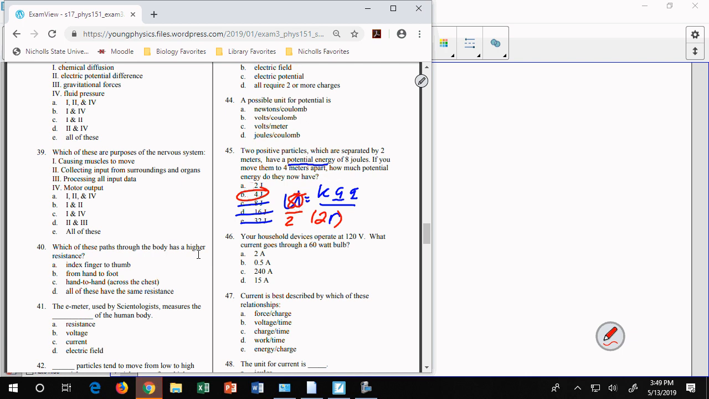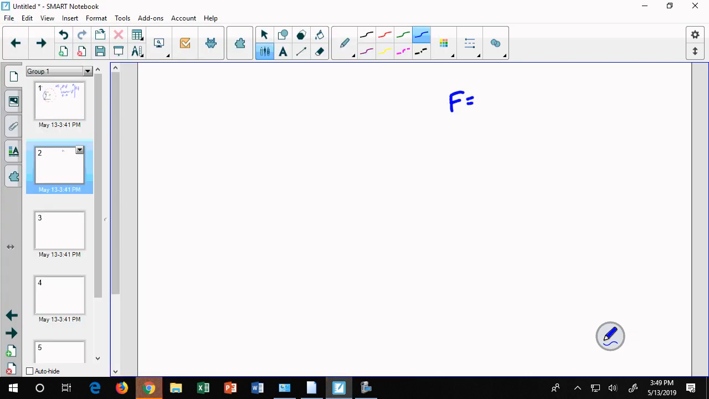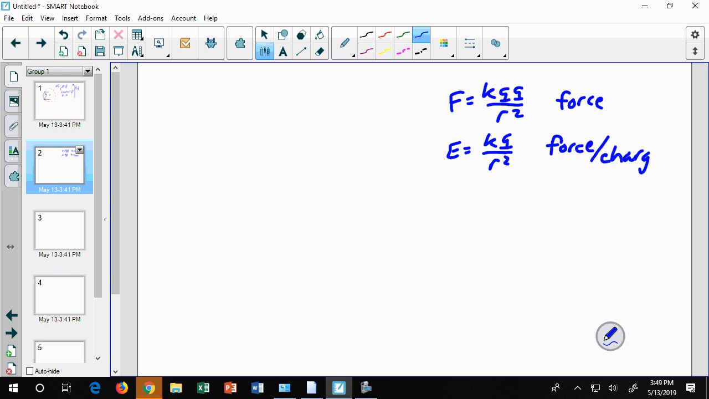Let me just remind you what those equations are. So we started with F is KQQ over R squared. And then we defined electric field, which is KQ over R squared. Now this is a force. This is a force per charge. So whereas this is measured in newtons, this is measured in newtons per coulomb.